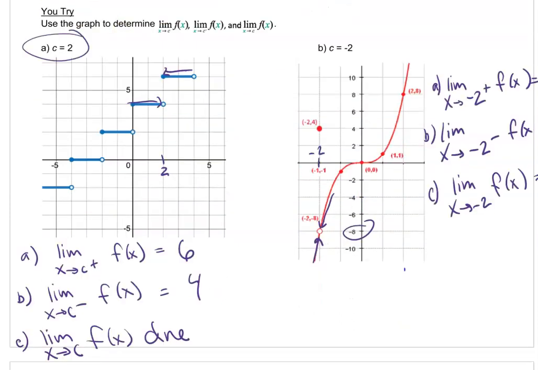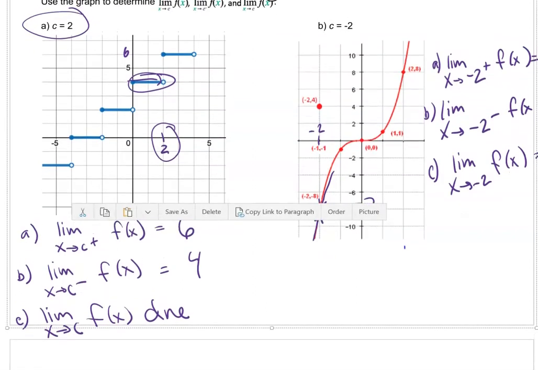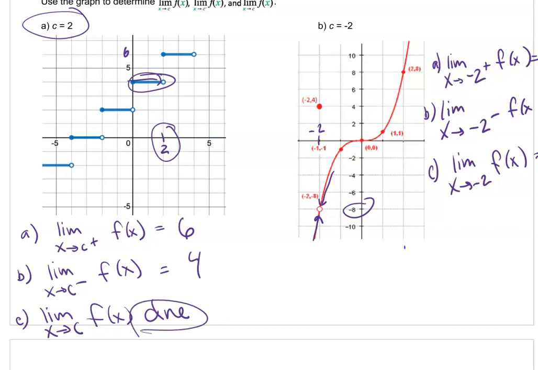Okay, so for part A in the example, the c value that we were looking at is 2, so right here. So on the right-hand side, hopefully you saw that the y values were approaching 6, and then on the left-hand side over here was approaching 4, and then of course, because the left did not equal the right, that two-sided limit did not exist.